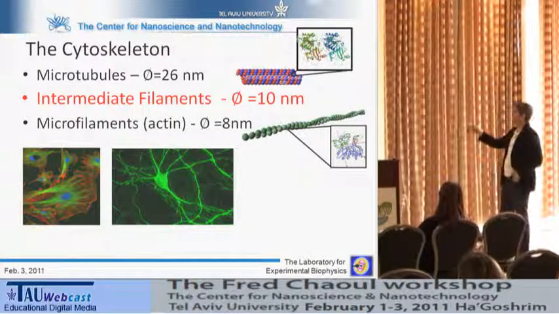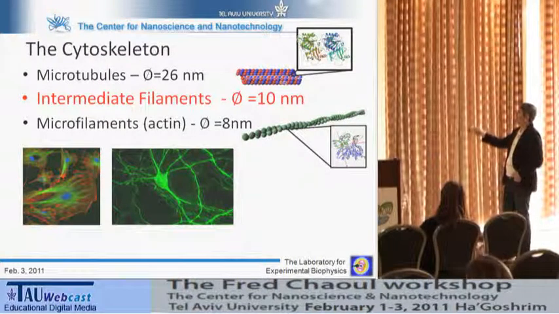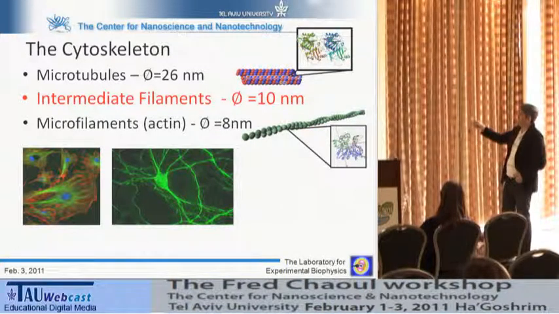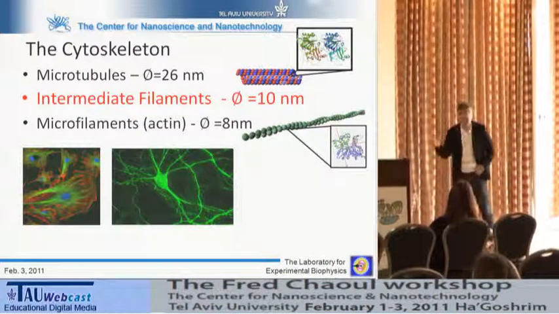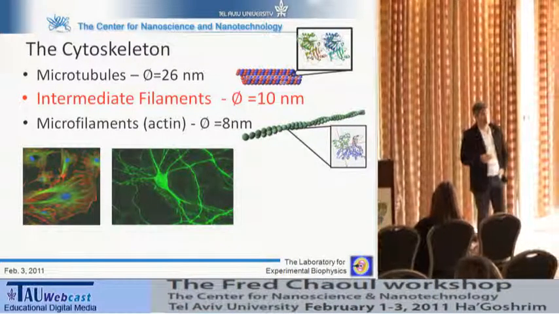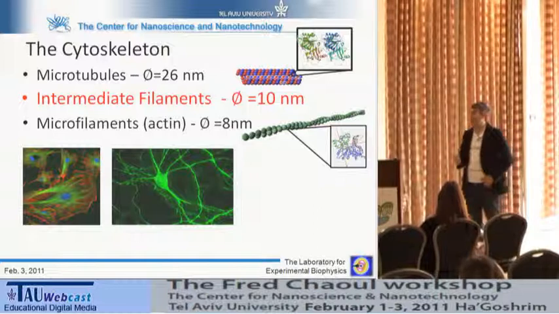And you see that I gave here the crystal structures even of actin, the building block of actins and microtubules, but for intermediate filaments I don't have this. The reason is that there is no crystal structure for intermediate filaments, at least not for all of them.